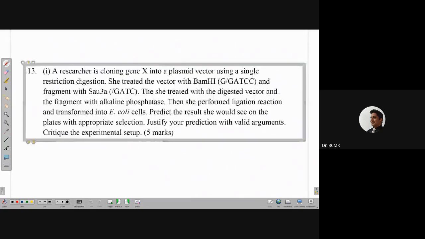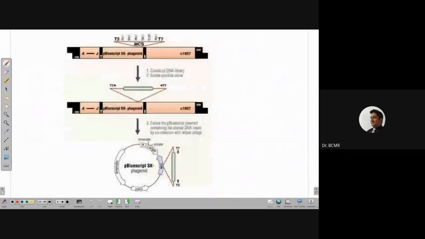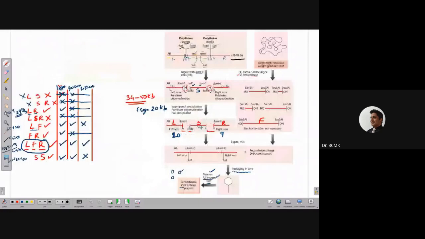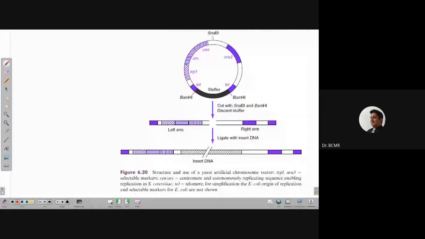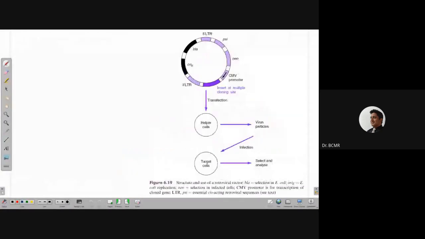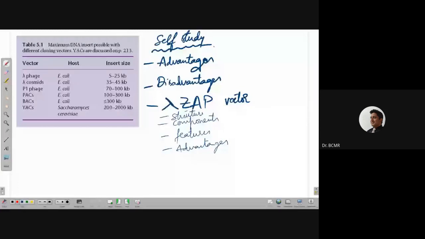So I'm going to give you a question. I actually had a few questions, but I thought of taking this one: artificial chromosome. So I want you to do this one as well. Lambda zap. These are the things that you have to do self-study.